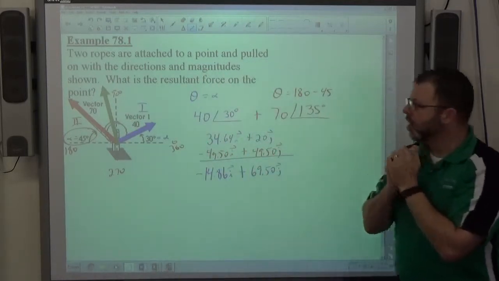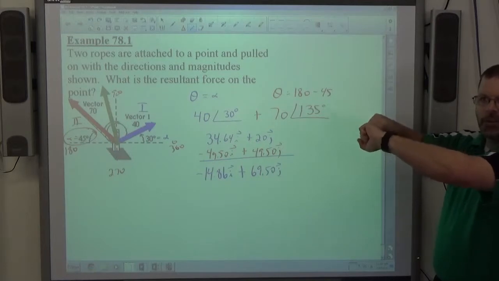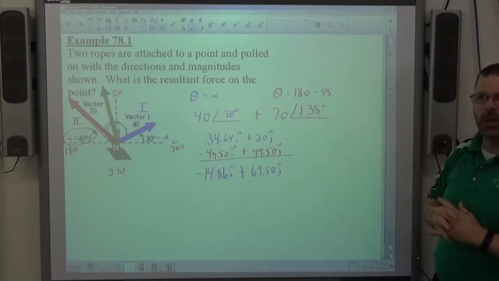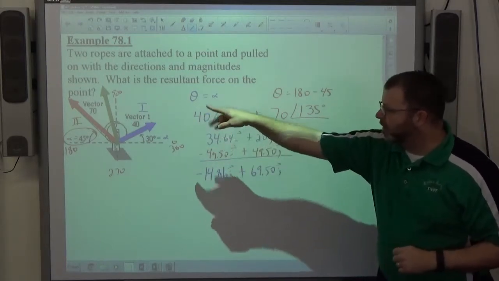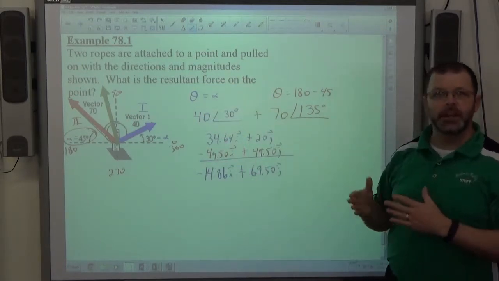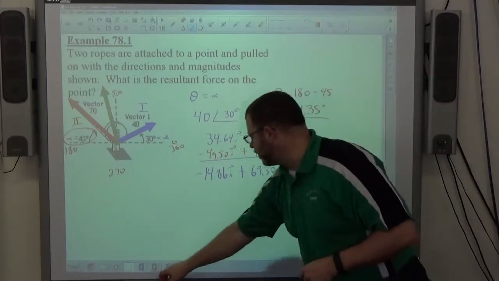All right? Both forces are going up, which creates more force going up, but the horizontal forces are acting against each other, so that takes away a little bit of the force. But again, that's our resultant vector. That's what it looks like. What we're looking for then is the magnitude and angle of that, right? So then we go to our three-step process here.